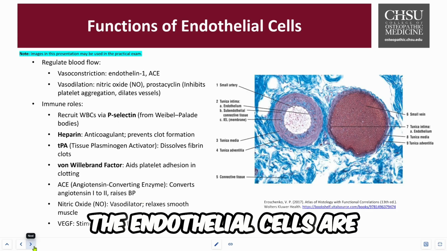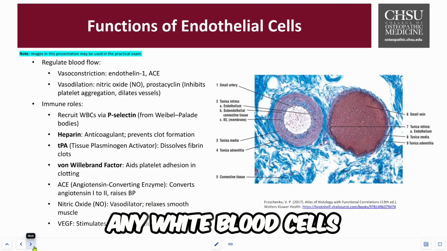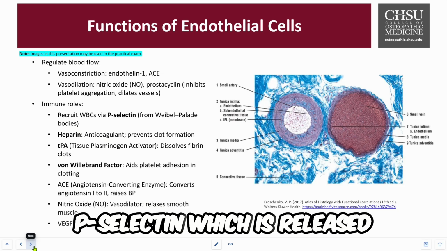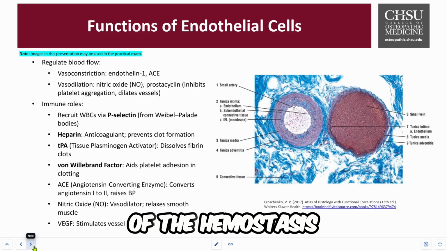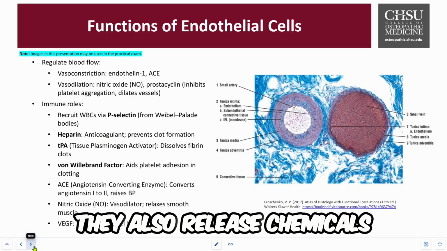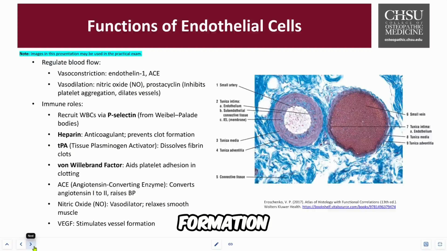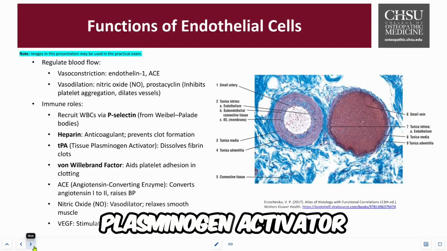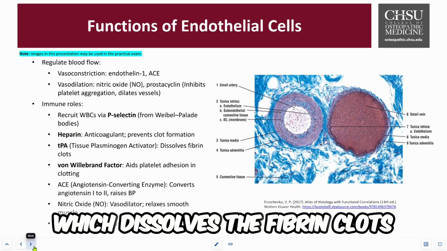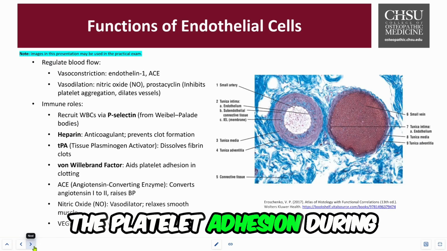The endothelial cells are also crucial for immune responses. They help recruit white blood cells, utilizing a signal called P-selectin, which is released from the Weibel-Palade bodies. And in terms of hemostasis, they also release chemicals like heparin, which is an anticoagulant that prevents clot formation, and also TPA, a tissue plasminogen activator, which dissolves the fibrin clots. They produce the von Willebrand factor, which aids in platelet adhesion during clotting.